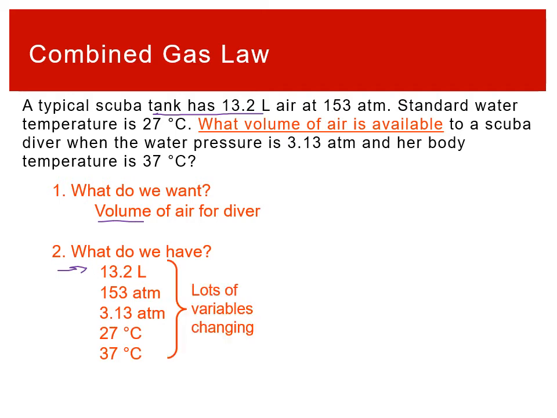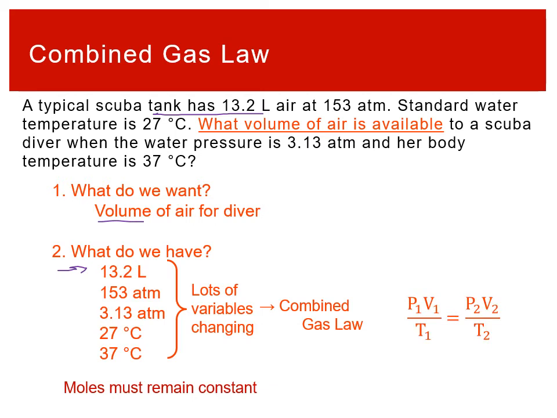Again, there's lots of variables that are changing. This is a sign we're dealing with a process. We're going to have subscripts on our variables, 1s and 2s. And because we have so many variables, that's where we're going to need to use the combined gas law. We do need to be sure that moles are remaining constant. Again, you can generally just assume that as long as you're just changing temperature and pressure, you're not changing how much gas there is or putting any in or taking any out. So you're in pretty good shape. You're looking at combined gas law. So P1V1 over T1 is equal to P2V2 over T2.